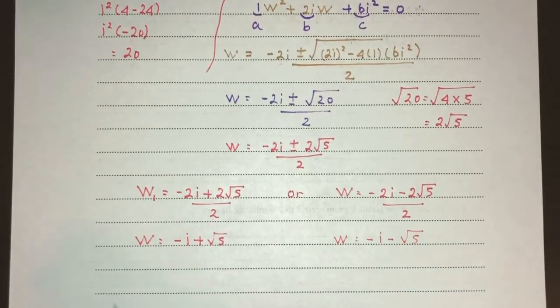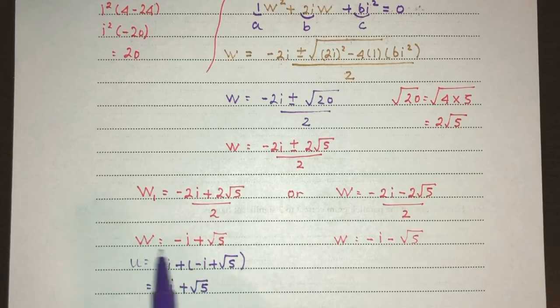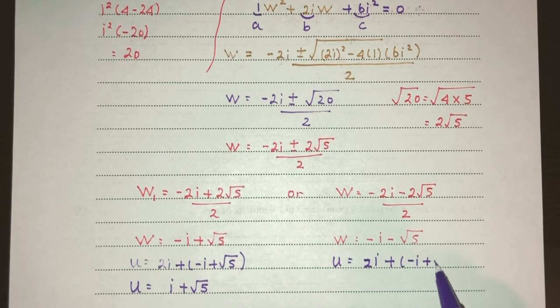u. So u is equal to 2i plus w, which is this, and that should give you 2i minus i will be i plus root 5. So for this value of w, this will be the value of u, and for this value of w, we have to replace here 2i plus minus i minus root 5. You have 2i minus i, that will be i, and here we have minus root 5. Okay, so these will be the two values that we get.